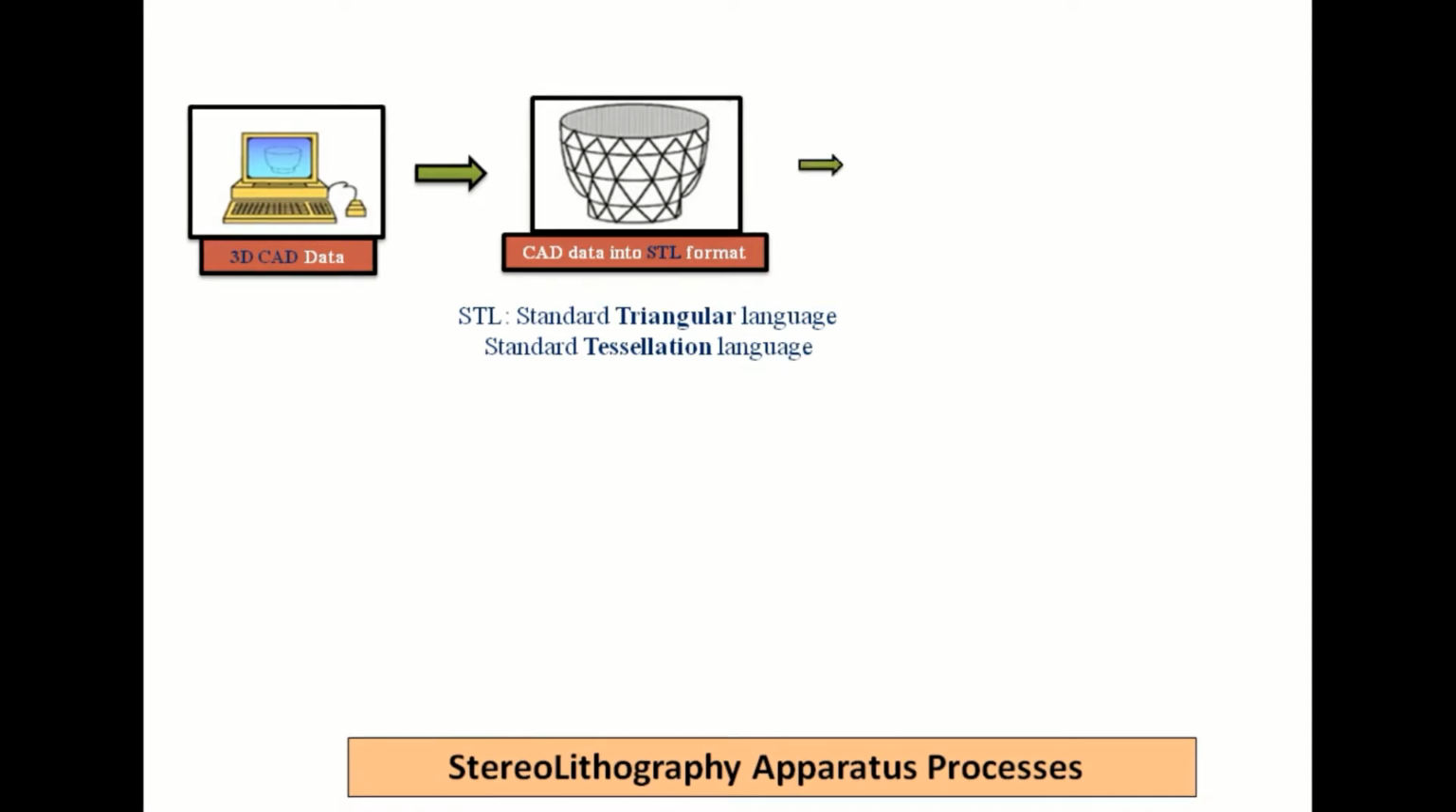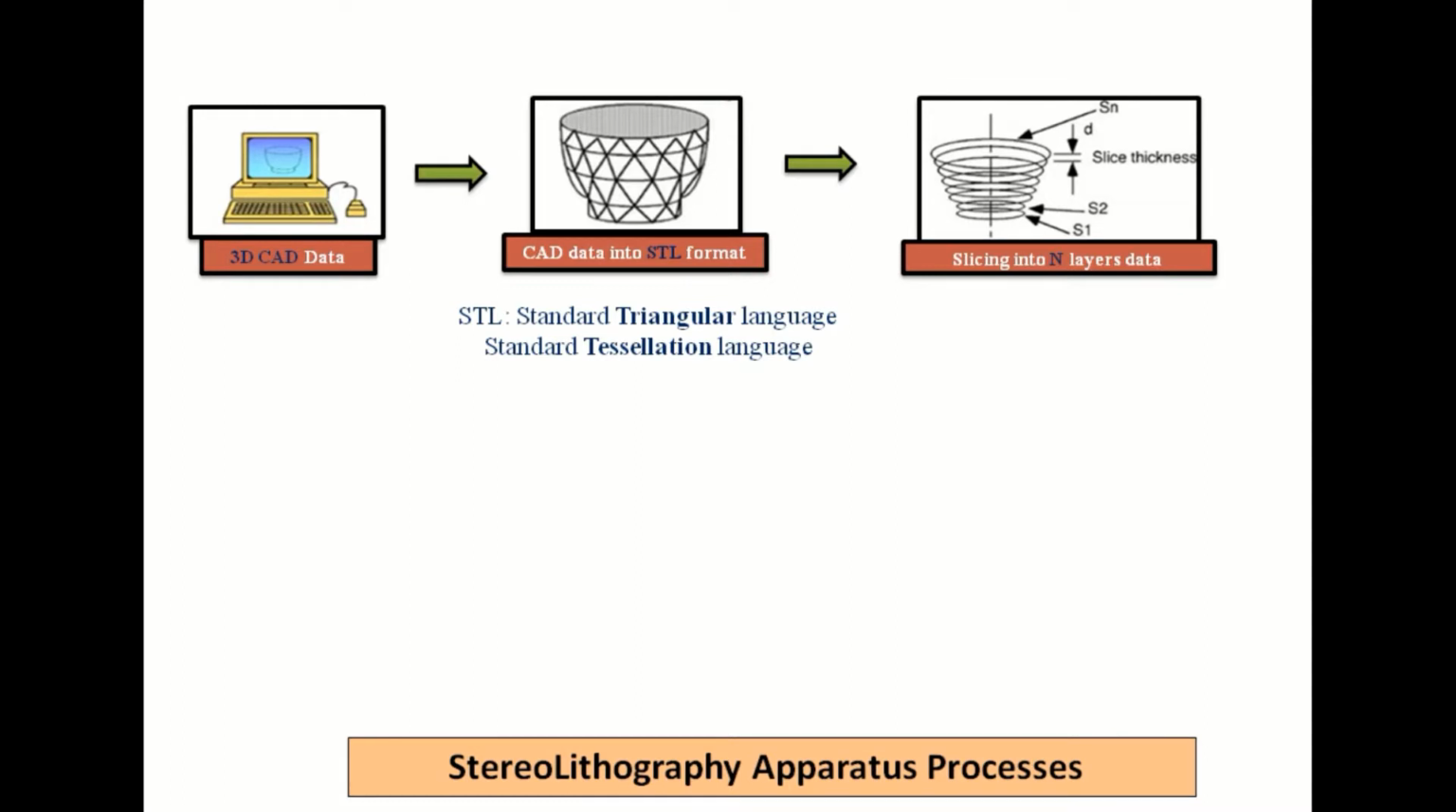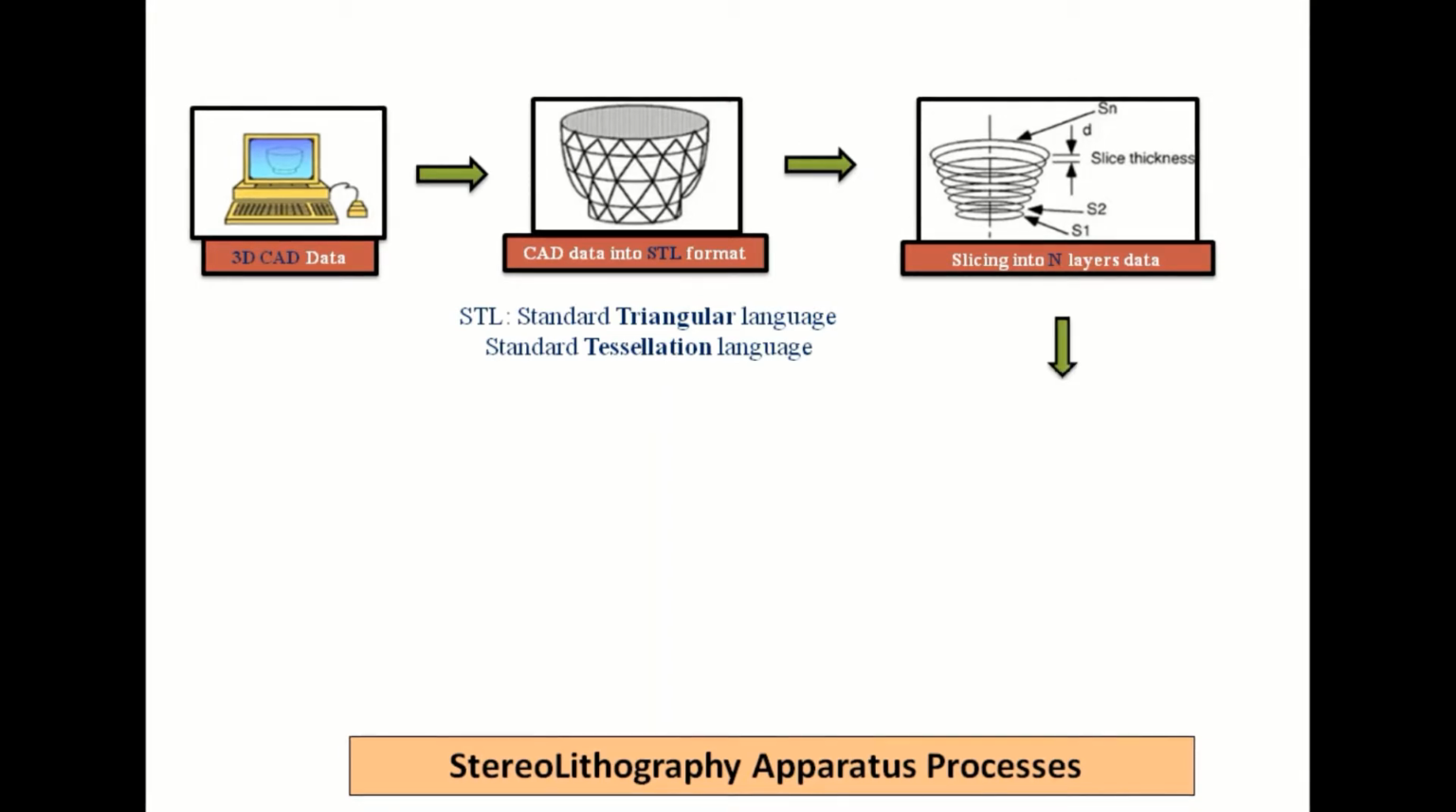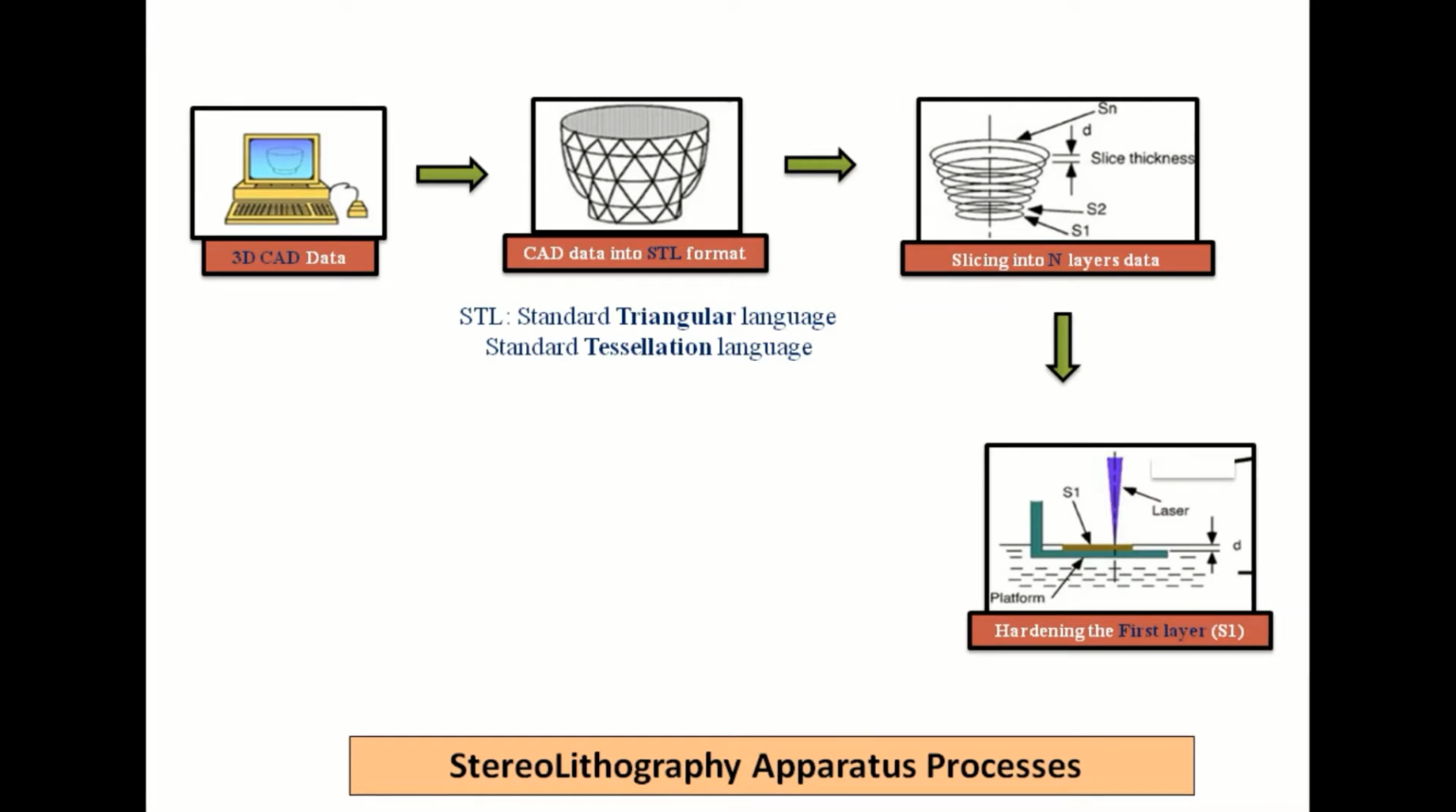After this conversion, the next process is slicing the standard triangular language file into slices. Here the slice is nothing but a layer thickness. So we are creating the model of the STL file format into n number of slices to get the desired part of the component. After these slices, we go into the fabrication of the product.